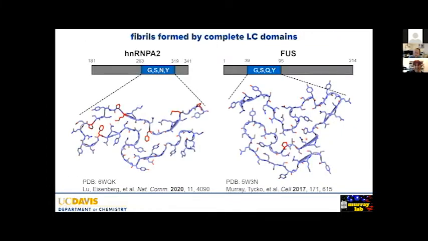The fact that a sub-region of a low complexity sequence forms fibril-like regions is not unheard of. We have the hnRNPA2 protein here on the left and the fused in sarcoma protein here on the right. In both of these cases, they fold up into regularly well-defined protein structures that compose roughly 20 to 30% of the entire low complexity domain sequence.